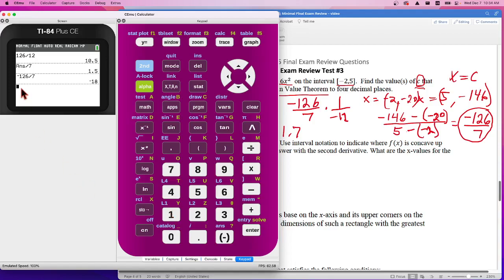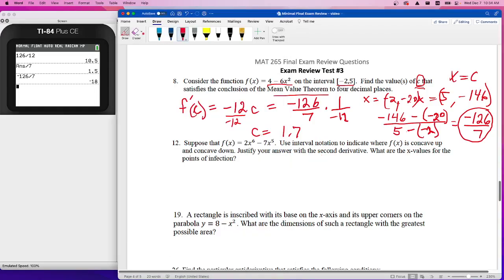Let's try this. So 126 divided by 12 is 10.5. 10.5 divided by 7, that's what we got here, should be 1.5. Sorry, folks, but I guess you get to see all my errors along with negative, negative. So at 1.5, we should be equal.